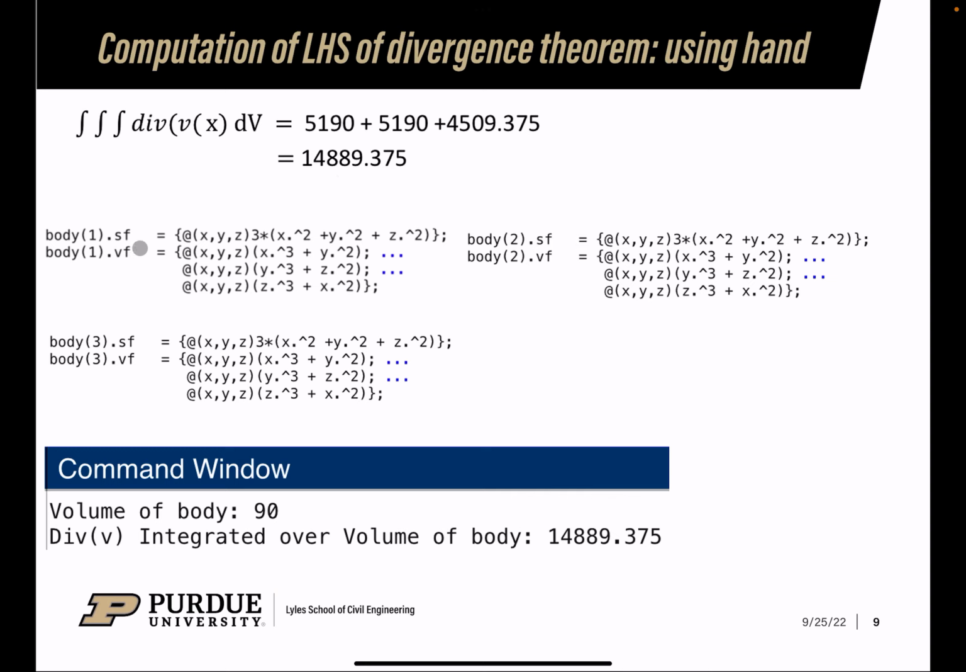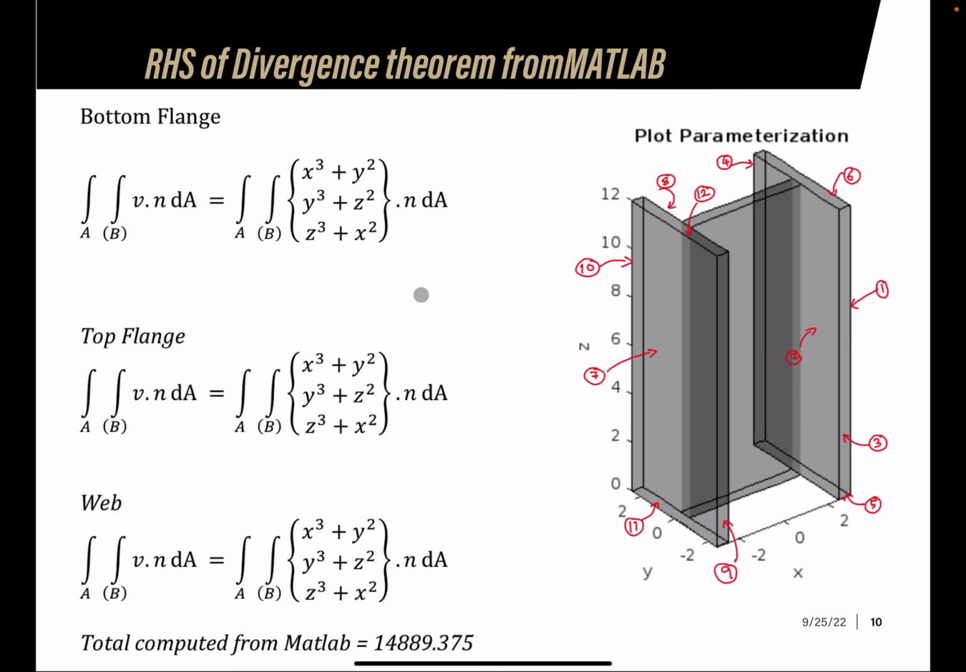From MATLAB, coding this in such a manner, we get indeed the same value, and hence we have calculated it correctly. But now only part is done. The right hand side of the theorem should also be computed from MATLAB. That is nothing but the vector field dot product with the normal vector, integrated over the area. Here there are a total of 12 surfaces.